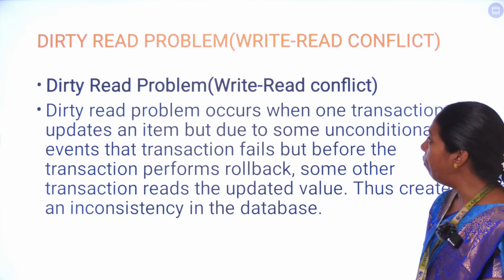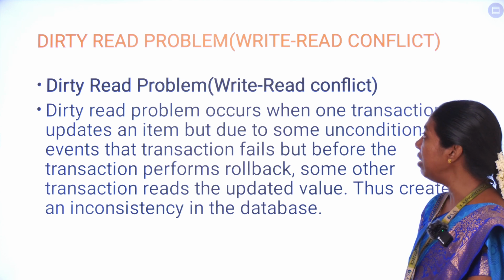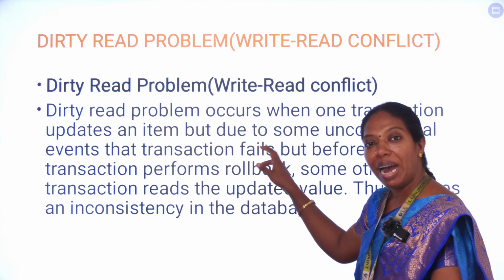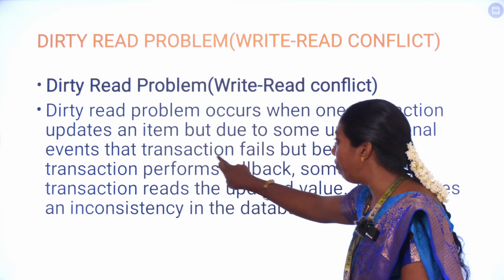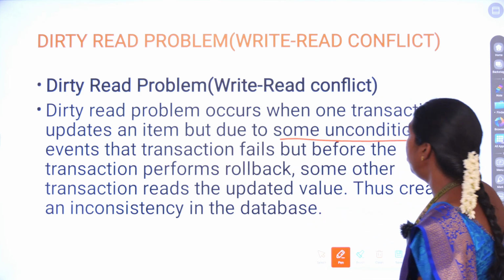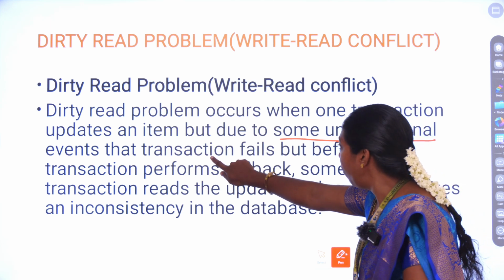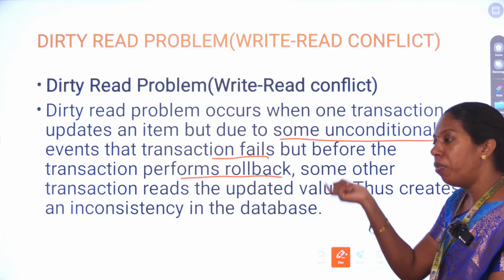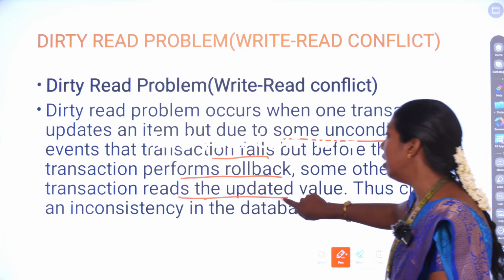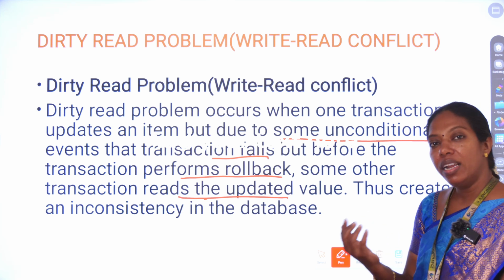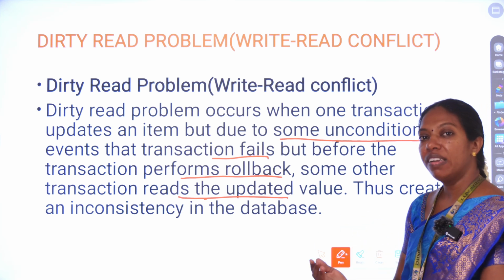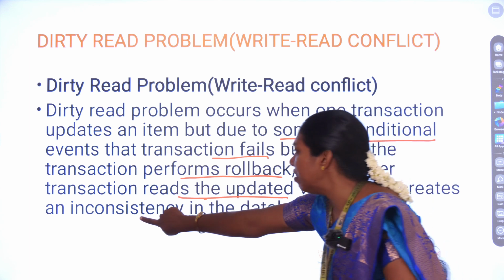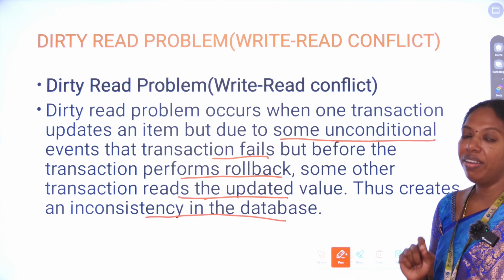This problem occurs when one transaction updates an item, but due to some unforeseen situation the transaction fails. Before the transaction performs the rollback, some other transaction reads the updated value, which is uncommitted data. The second transaction takes this uncommitted data, so it creates an inconsistency in the database. So it creates a read-write conflict.